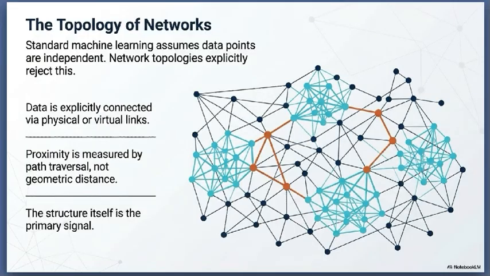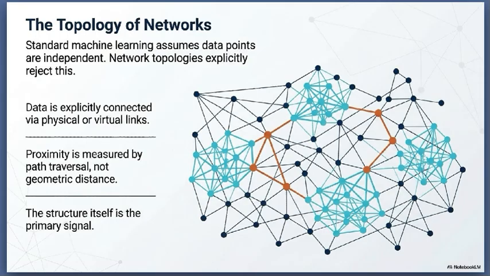Yes. In a network topology, the assumption that data points are independent is explicitly rejected. Data here is connected via physical or virtual links. Like a power grid, a subway system, or the global internet. Proximity is no longer measured by geometric distance or conceptual overlap. Right, because two people could live in the exact same apartment building, which is geometric proximity, but have totally different friend groups. Exactly. In a network, proximity is purely about who you are linked to.